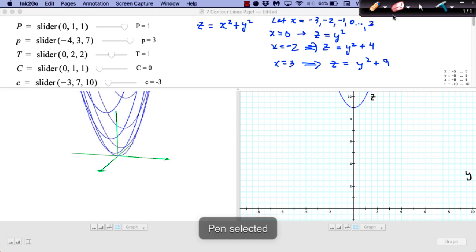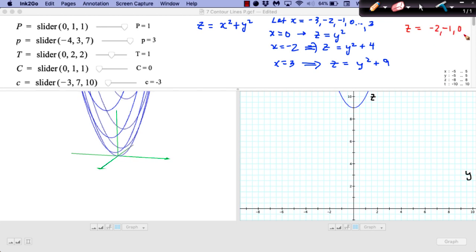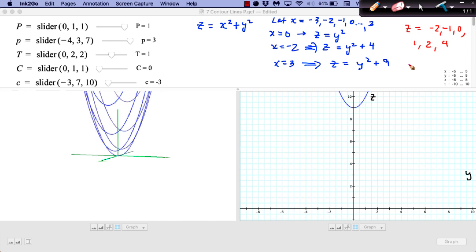So do z equals negative 2, negative 1, 0, 1, 2, and 4. You can skip 3. For those z values, I want you to find the equation of the trace, sketch the trace, and try to sketch it in R3, just the traces, okay? And if you're not sure, if you need help, ask someone around you, okay?